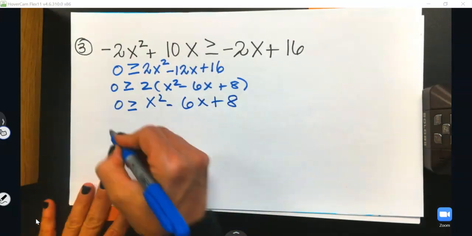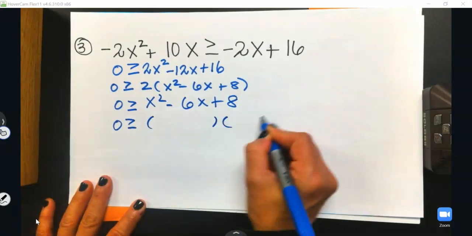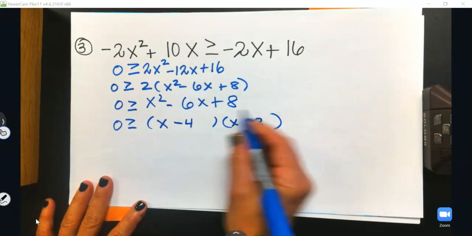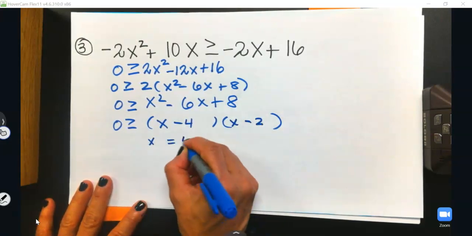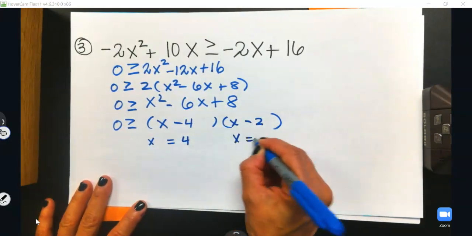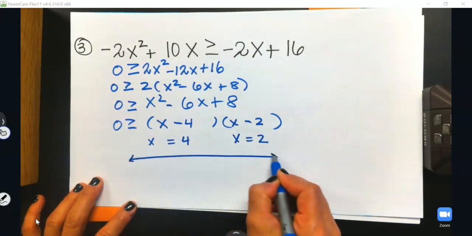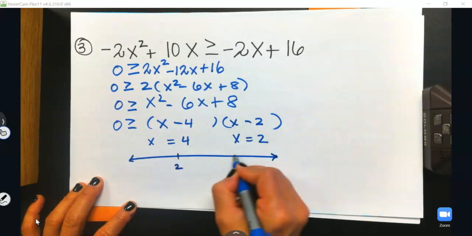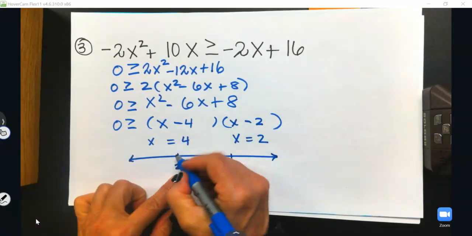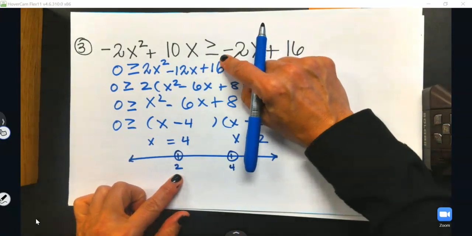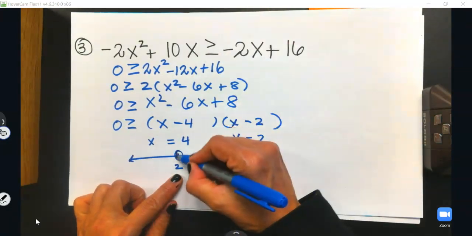Okay, this is what we're factoring, guys. This is going to end up being x minus 4, x minus 2. So we know we have test points at x equals 4 and x equals 2. Let's draw the x-axis. Now remember, when I draw circles on these, they are part equal. So let's fill in those circles.